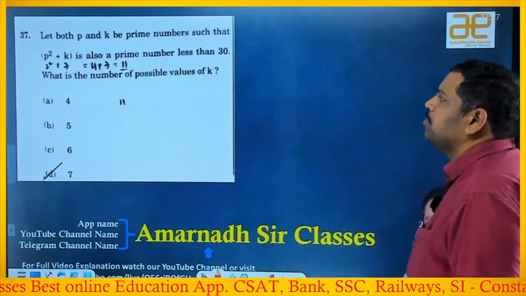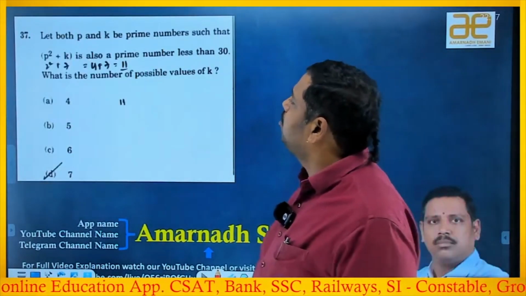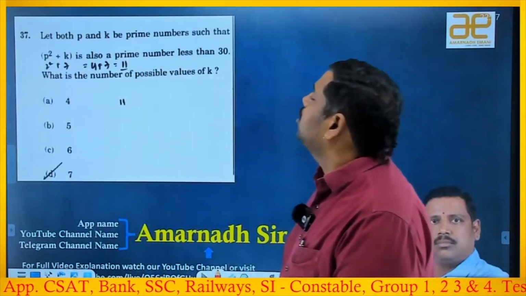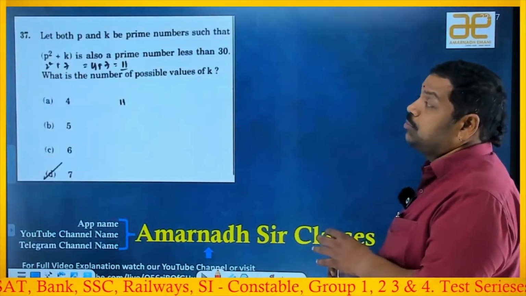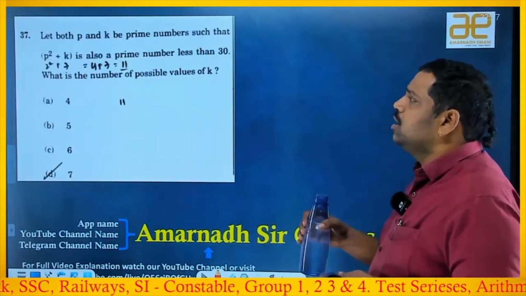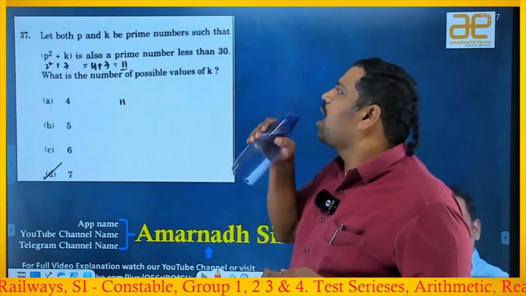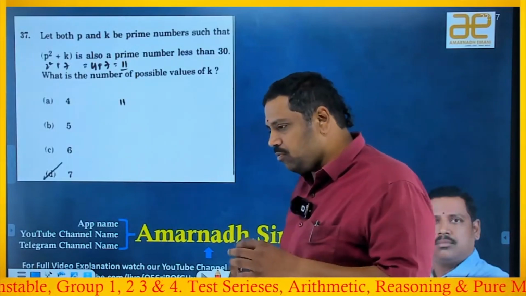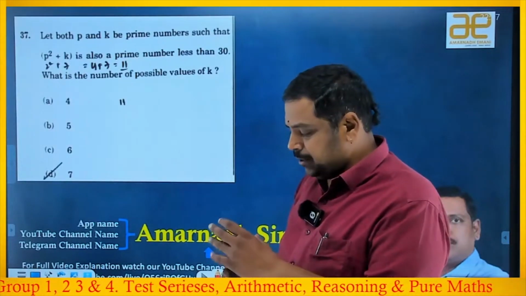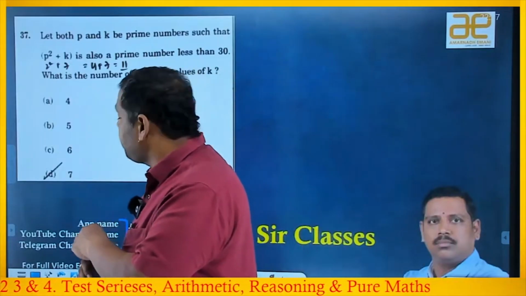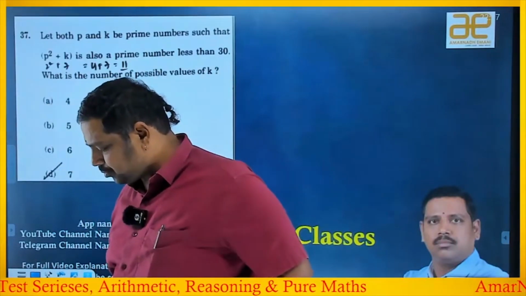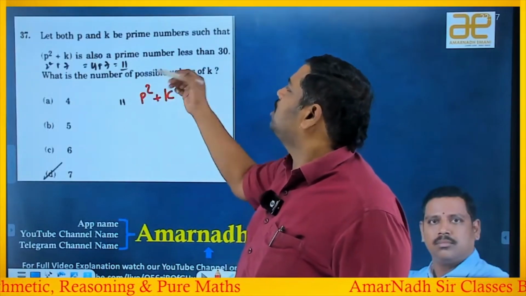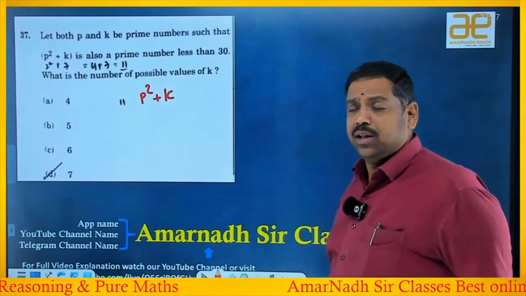So the next beautiful one. Let both P and K be prime numbers such that P square plus K is also a prime number less than 30. Okay. P square plus K is less than 30. What is the number of possible values of K? Just a second. Both P and K are prime numbers, right? Observe that. The point is P square plus K is also a prime number less than 30.